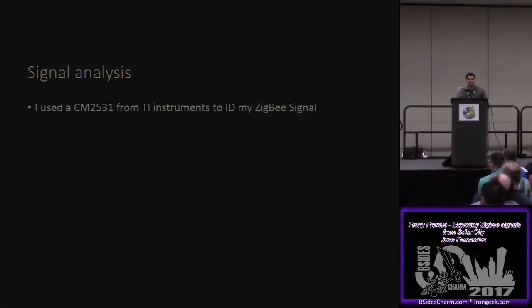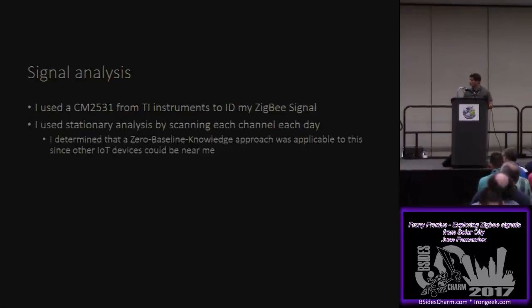So then I was told, just throw a USRP at it. Let's see what that looks like. Nah. I started doing signal analysis, so I purchased this very small USB dongle from Texas Instruments. It's a CM2531. I think it costs a little bit less than $50, and it's specifically built to help analysts and researchers find Zigbee communications.